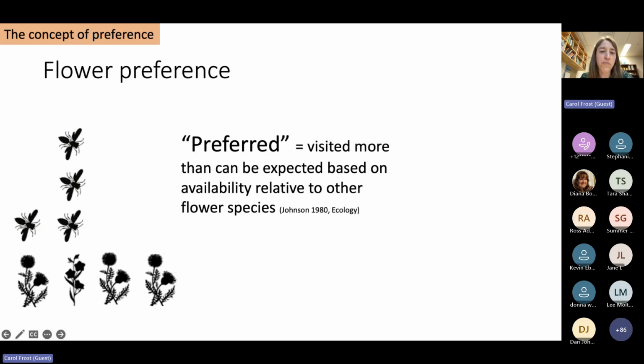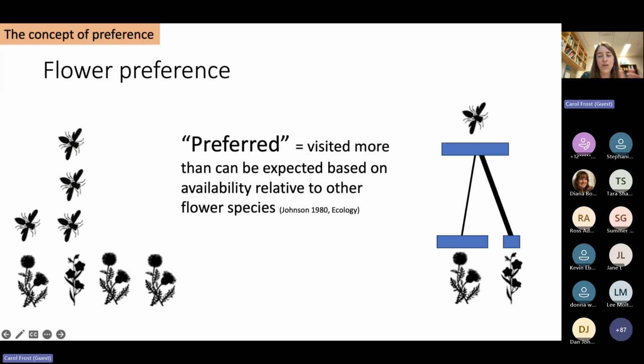We say a resource is preferred when it's visited more than can be expected based on its availability relative to other flower species. Because if all of these pollinators were just visiting these flowers proportionate to their availability, we wouldn't have evidence that they actually prefer that species. Maybe they're just visiting it because they encounter it and it's available, so they're using it. It shows no sign of preference if they're visiting in proportion to availability. So to be preferred, a resource must be visited more than can be expected based on availability relative to other species.